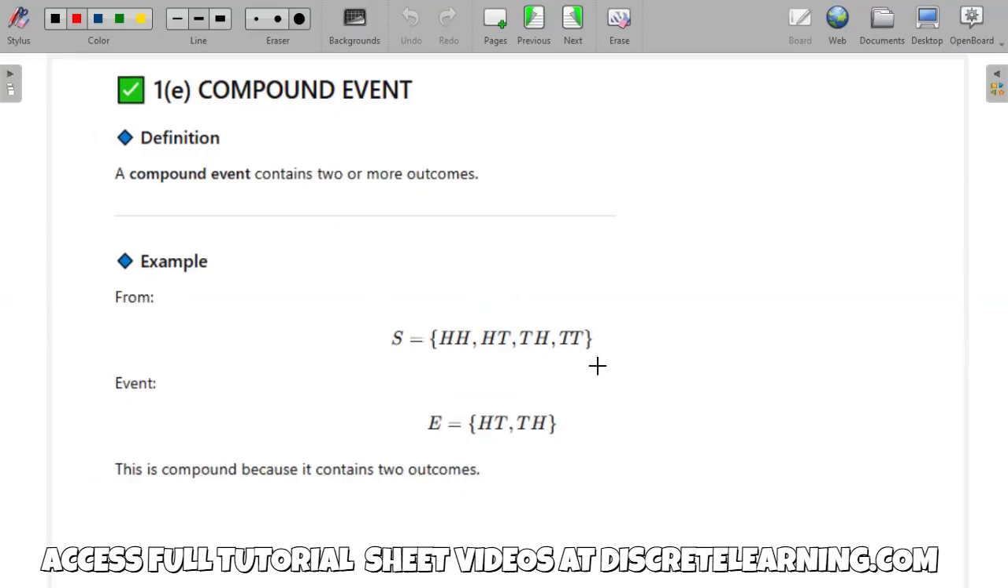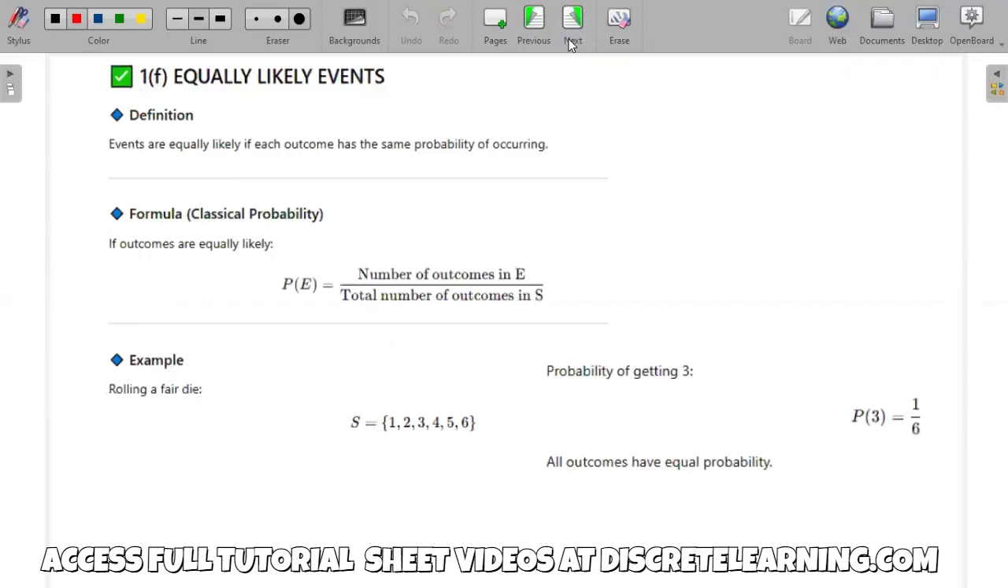For example, if this is your sample space here, you can see it has how many outcomes? 1, 2, 3, 4. So we're going to call it a compound event. Or from this same sample space, you can just collect two or more outcomes, you make an event. You're also going to call that a compound event. So a compound event will have two or more what? Outcomes. And I've demonstrated there.